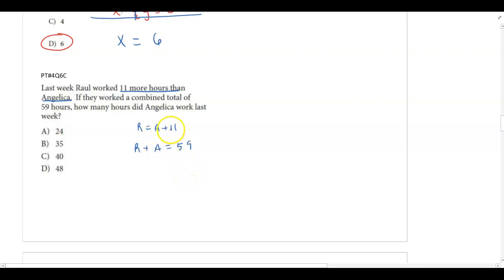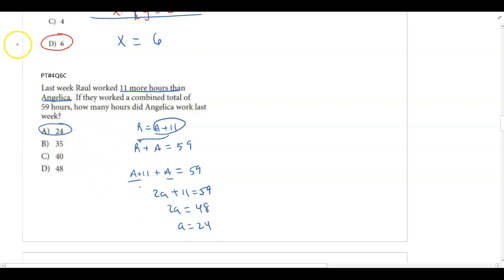Well, what I'm going to use real quick here is substitution. Take this, put it in the place of R. So A plus 11 plus A equals 59. And if I solve for A, 2A plus 11 equals 59. Subtract 11, 2A equals 48. A equals 24. Angelica worked 24 hours.